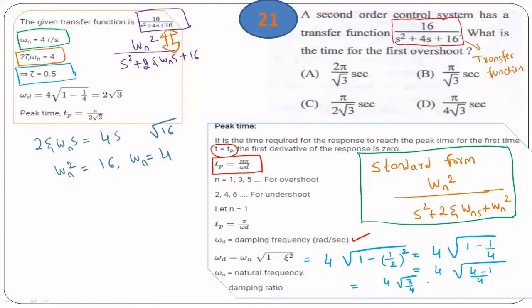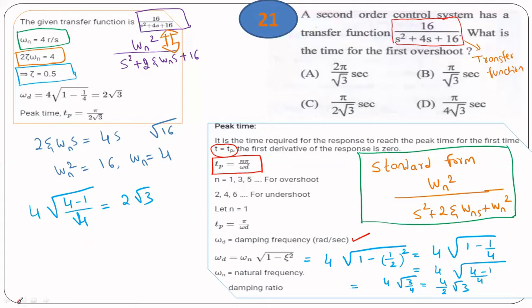So what will be the solution of this? The square root of 4 will be 2, so 2 into root 3. As we were discussing, 4 into 4 minus 1 divided by 4, the solution of this will be 2 root 3. So 2 root 3 will be the final solution for omega d.